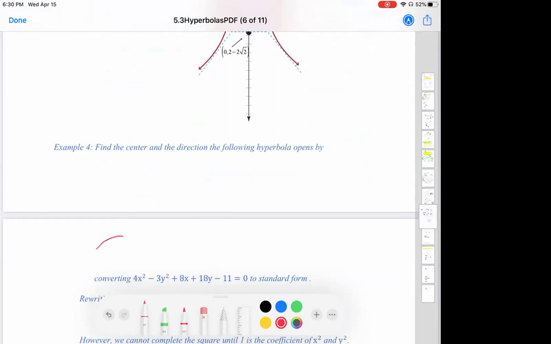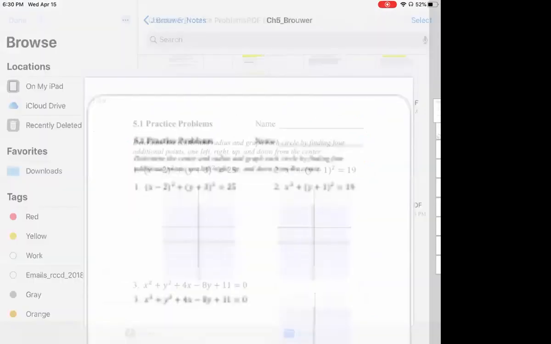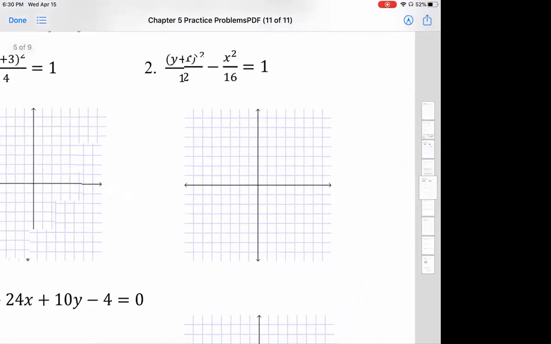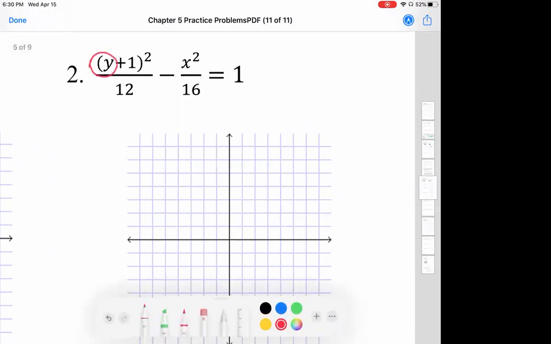Let's do a homework problem. So let's do 5.3. Let's go ahead and do number 2. Let's do this together. Okay, so let's set up from the beginning which way it opens. Because it has a y, we know we're going to have a hyperbola with our 2 parabolas going up and down. Because our y-axis goes up and down, right?